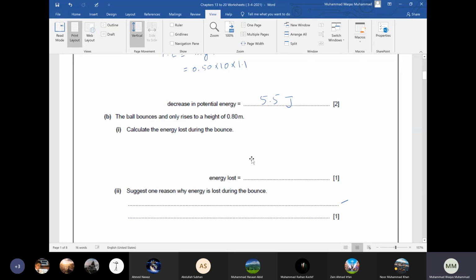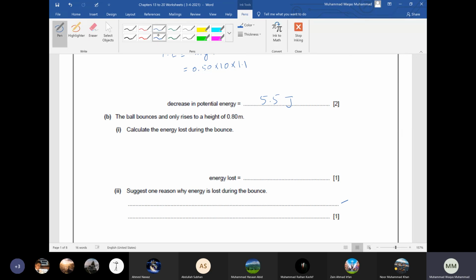Now, beta, the ball bounces and only rises to a height of 0.80 meter. Calculate the energy lost during the bounce. Now, beta, if the ball rises to 0.80 meter, what will be its potential energy there? It would be 0.50 times 10 times 0.80. Right, beta?